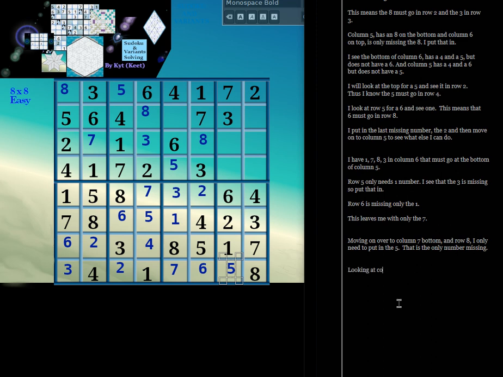So looking at column 5 again, I am only missing one number, and because the bottom left has a 2, 4, 5, 6, and the top right has a 4, 5, 6, but no 2, I know that I can put the 2 in that empty spot.